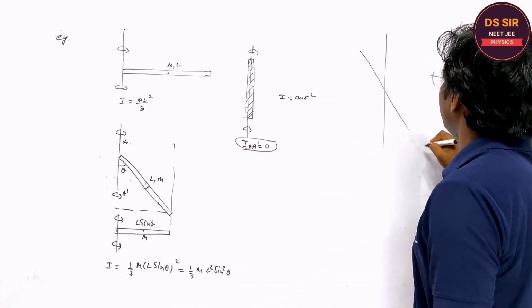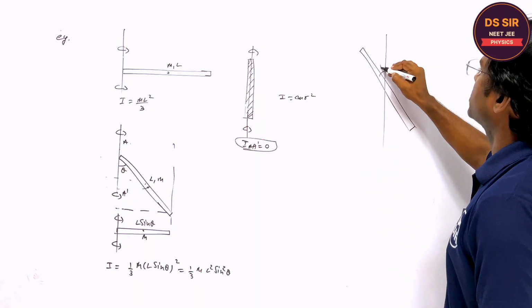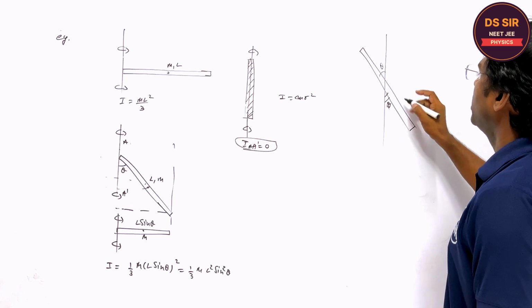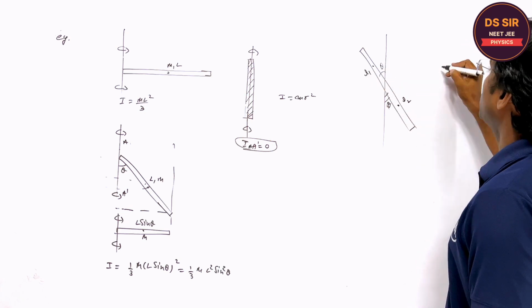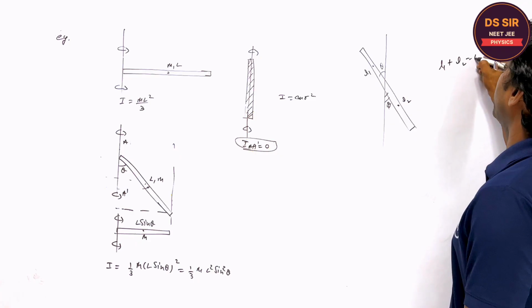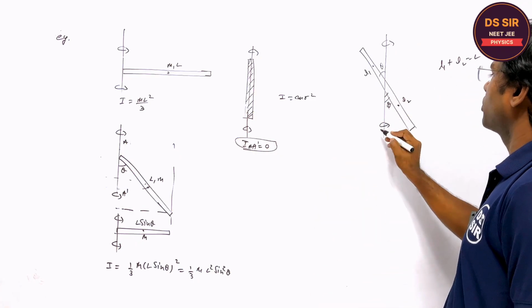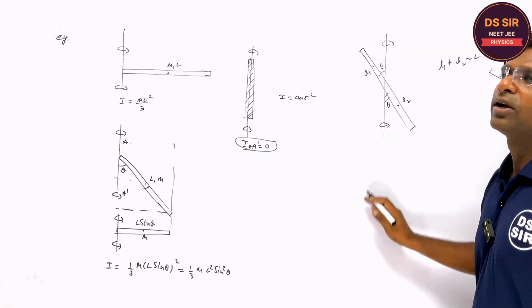Sometimes the question they give like this. This is the theta. Also this is the theta. Suppose this is the L1 and this is the L2, and the total length is capital L. Then what is the moment of inertia about this axis of rotation? You tell. They may give the theta. Right. Tell me.